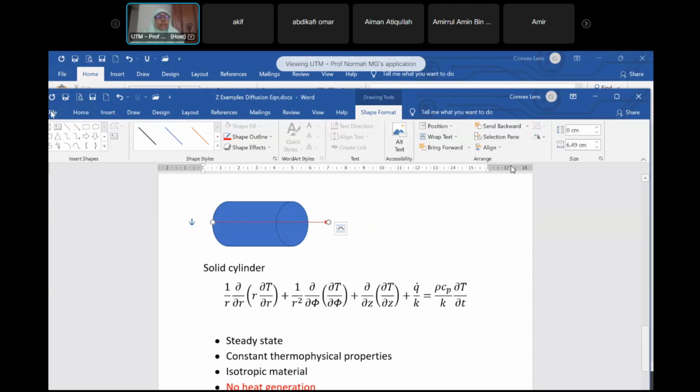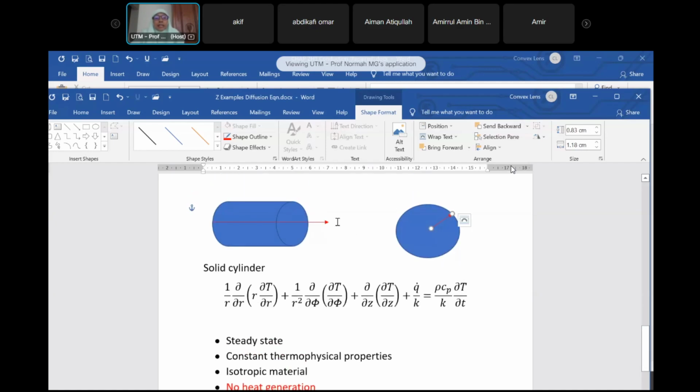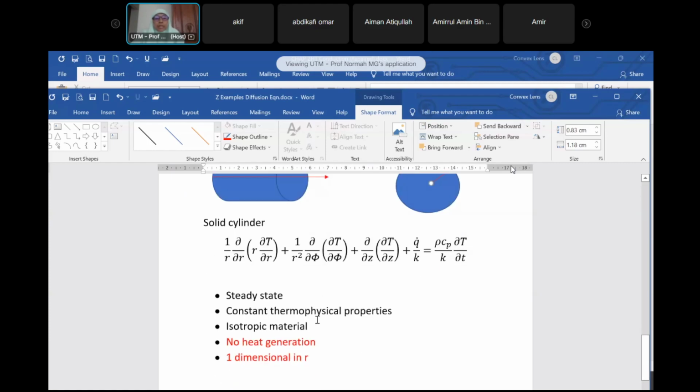So if you look at it that way, isotropic material, constant thermophysical properties, steady, dT is zero at this R regardless of the angle. It's the same temperature. So it's definitely one dimensional in R, and along the cylinder the boundary conditions on the wall are the same. So you can see one dimensional in R.